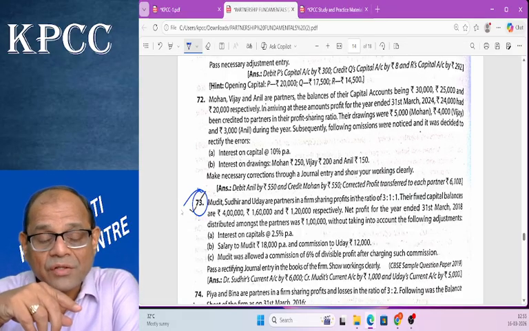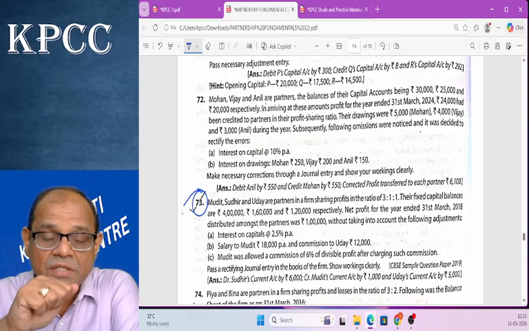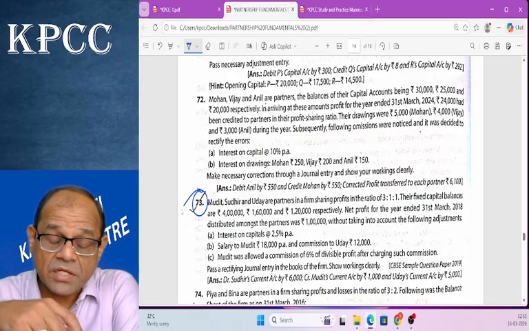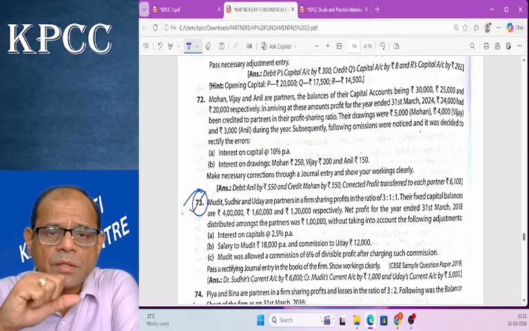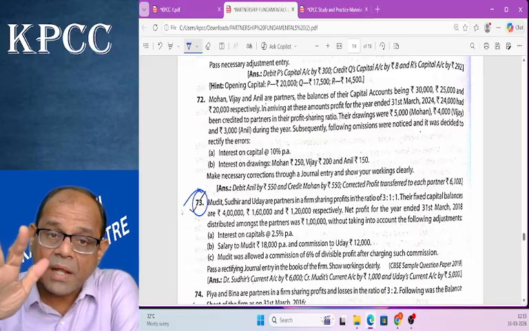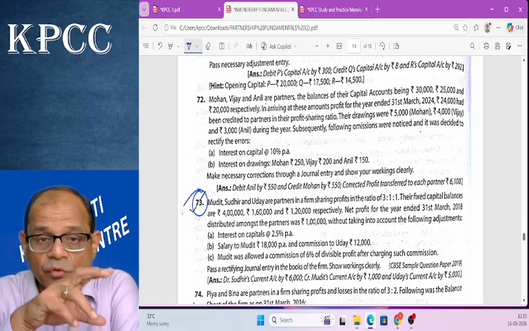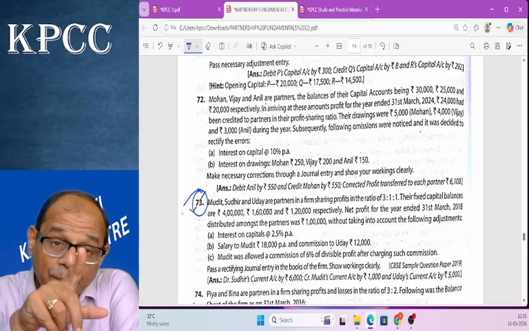Now, when will those errors be detected? After preparing all these things. Which things? Final accounts, the financial statements of the partnership firm. What do you mean by financial statements? Trading account, profit and loss account, profit and loss appropriation account, capital accounts, balance sheet, everything has been prepared. Later on you find out that a few errors have crept in while preparing the appropriation account.